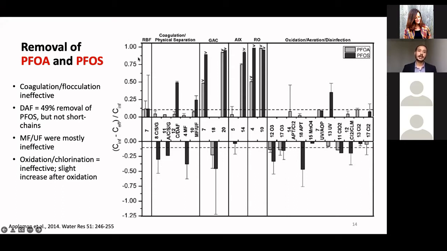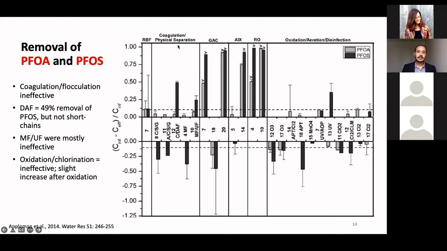Essentially, the higher this number, the higher the removal is. So 1 represents complete removal of PFAS. A negative value represents that the concentration of PFAS in the effluent is higher than the initial concentration. And the various technologies are shown below, and they are categorized on the top.